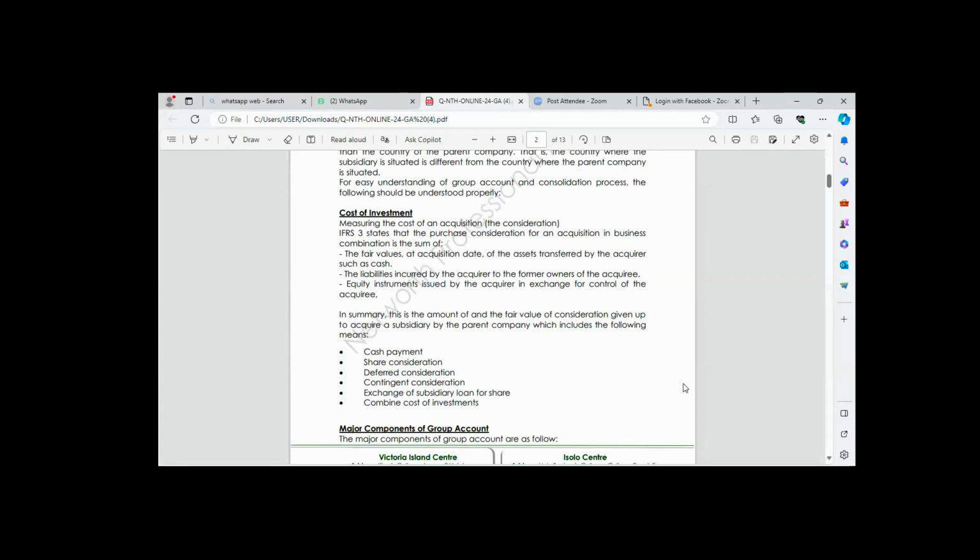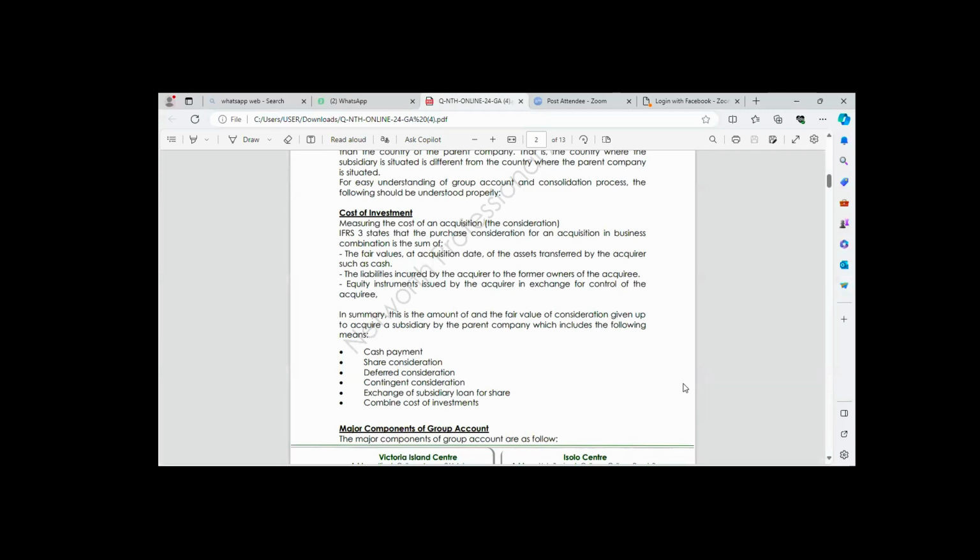It can be more than one or two. The question we are going to start with, we only deal with cash today. From next week, I will give the definition of the share consideration, bring one or two scenarios, but they will not solve a full question from it.